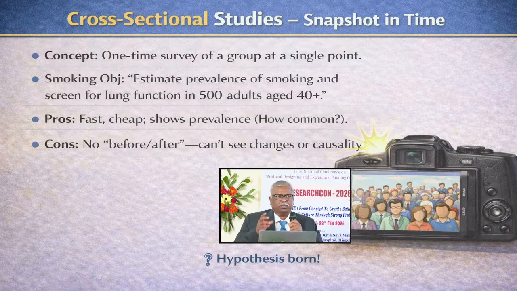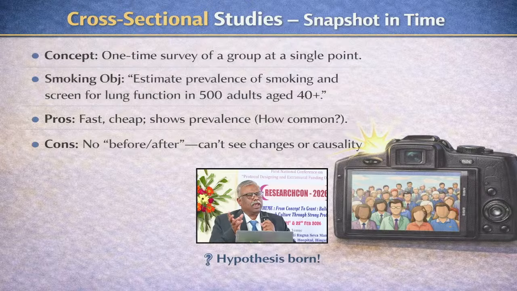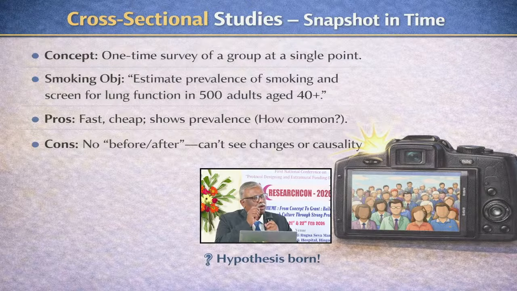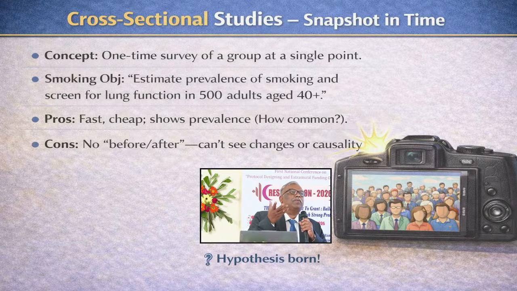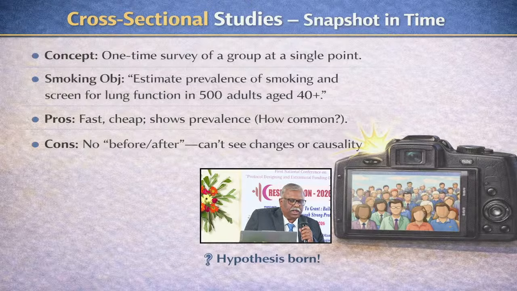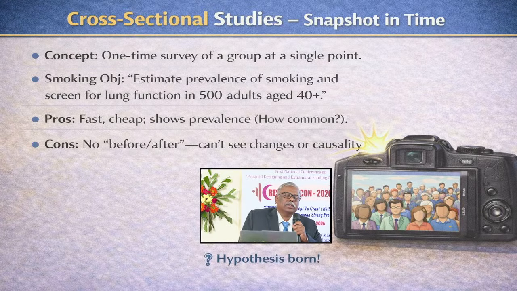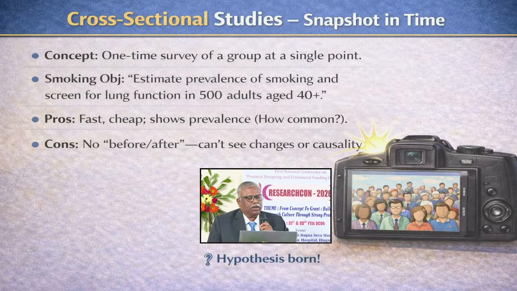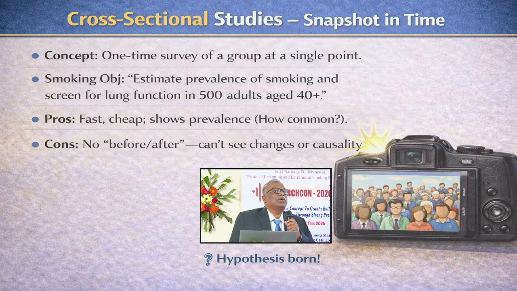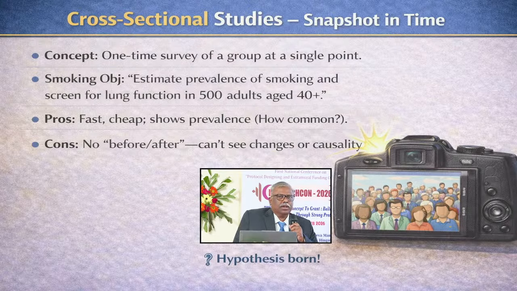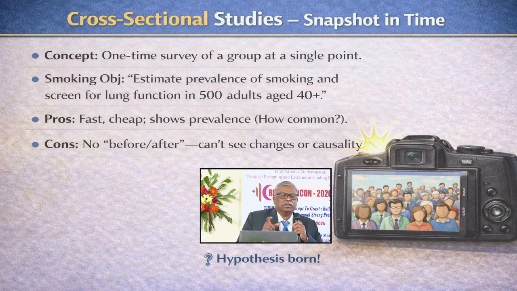Prevalence studies: prevalence is the calculation, the addition of old and new cases in a community. Right? That is a prevalence study. From cross-sectional studies, prevalence can be estimated. So the research question is to estimate the prevalence of smoking and screen for lung function in 500 adults aged 40 plus years. Right. So if you are estimating the prevalence of smoking.